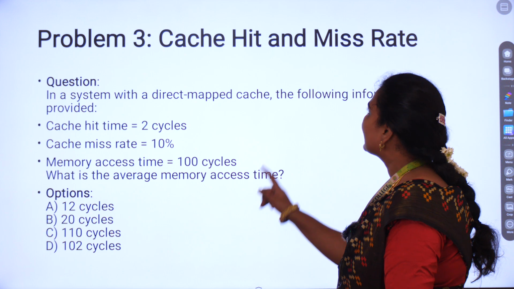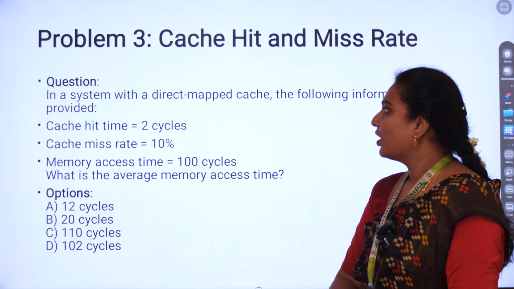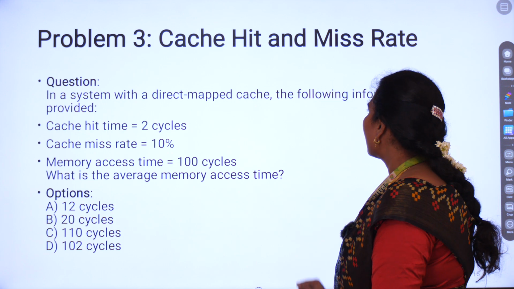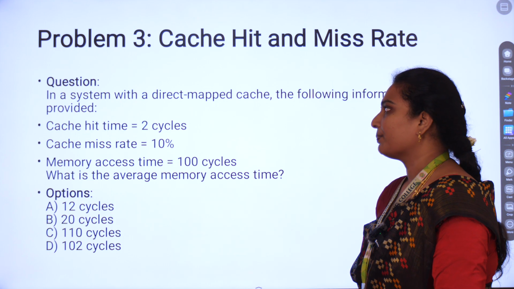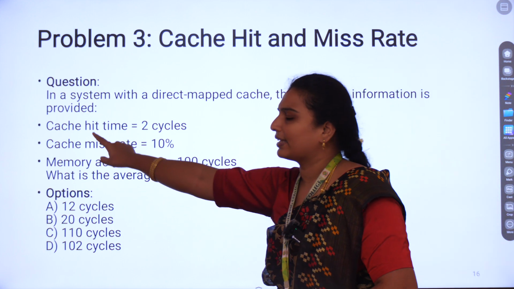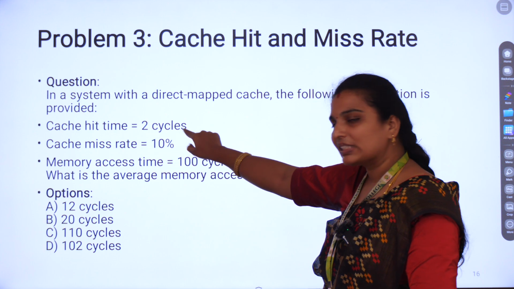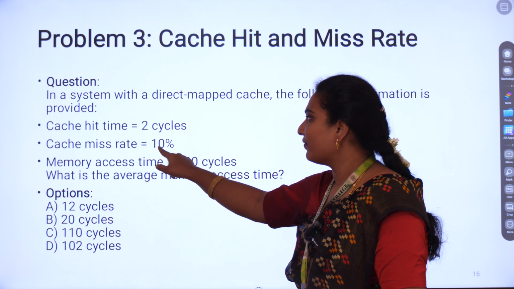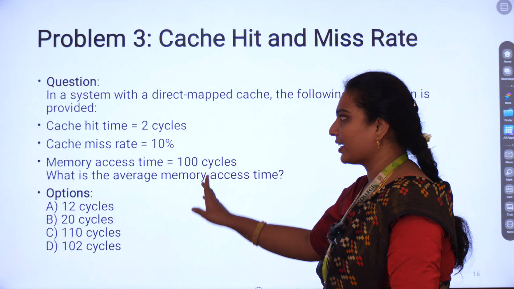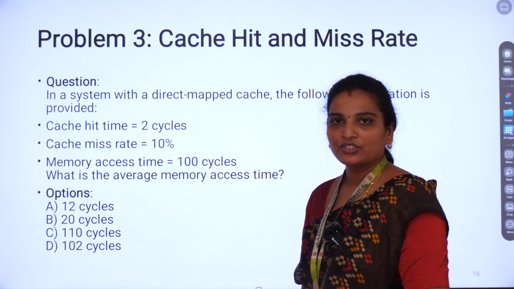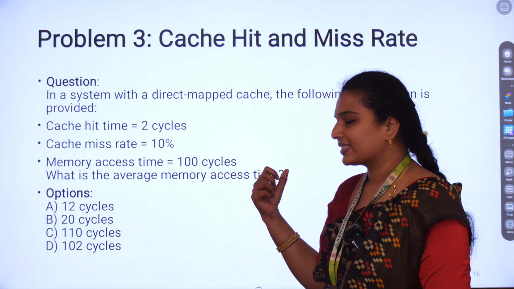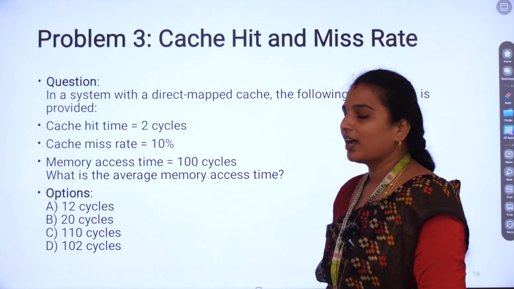The third problem is cache hit and miss rate. Let us see the question. In a system with a direct mapped cache, the following information is provided: the cache hit time, which is 2 cycles, the cache miss rate, which is 10%, and the memory access time is 100 cycles. The hit time and the miss rate are mentioned here, and also the time used to access the memory is mentioned as 100 cycles.